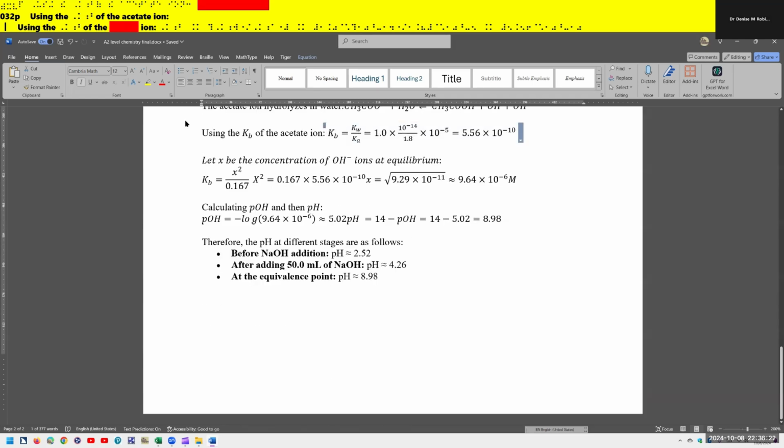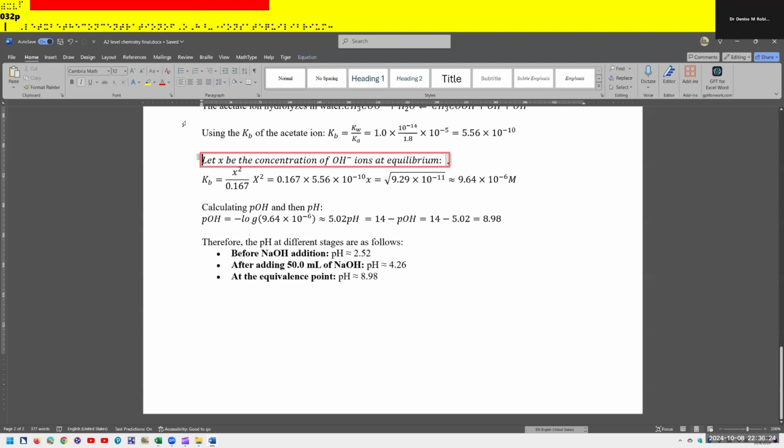Control down arrow. Cap Let X be the concentration of capital O, capital H, negative ions at equilibrium. I'm just going to hush that up because, of course, that's in math mode. Once again, let's go ahead and put that in text and not in math. But anyway, control down arrow.